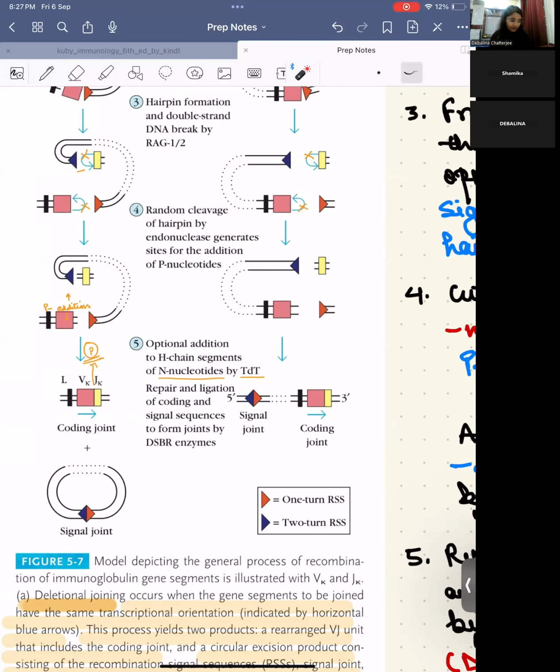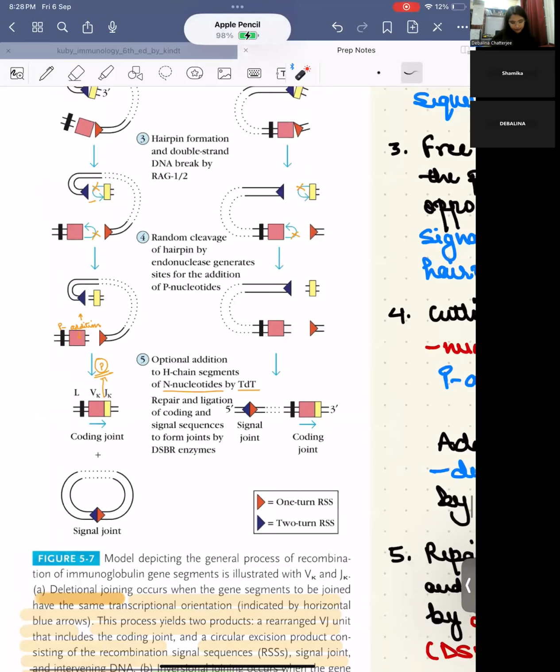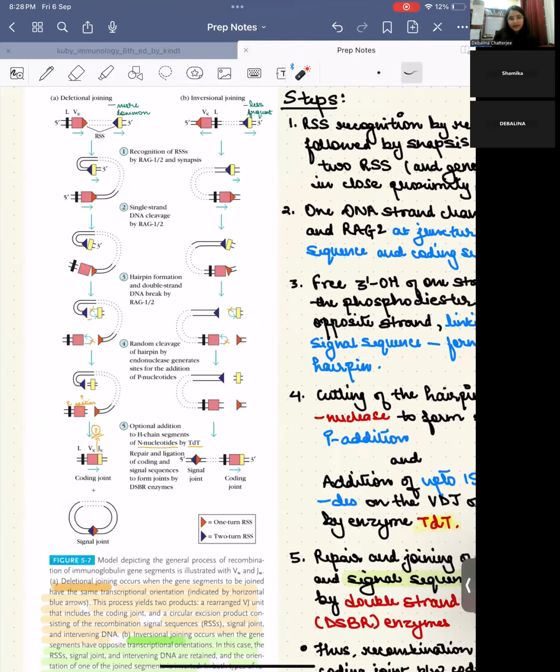The signal joint that was present so far, the entire purpose of the RSS sequences, is to guide the process of recombination. It is not coding for anything. It is just serving as sites for binding of your enzymes, the RAG1 and RAG2 molecules. So signal sequences and RSS both mean the same now? Yes. RSS is recombination signal sequences.